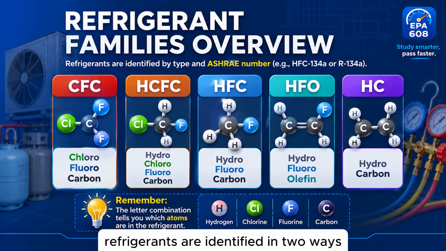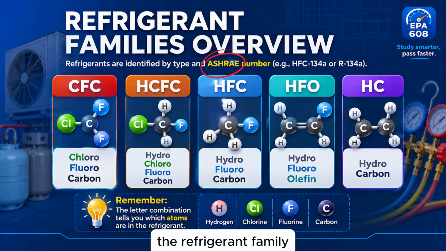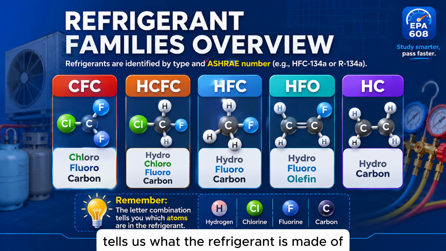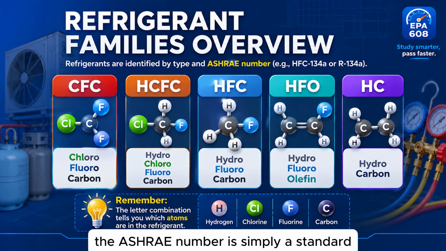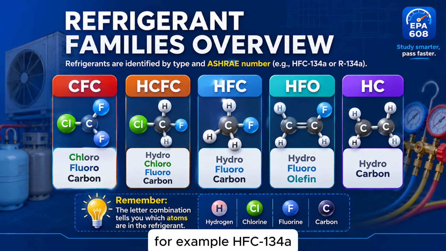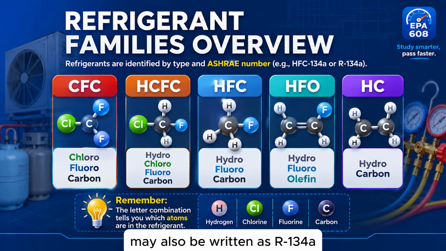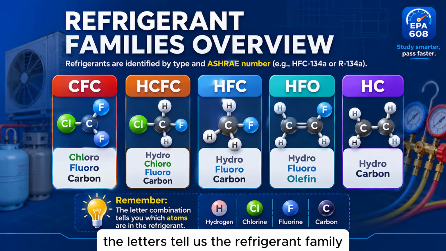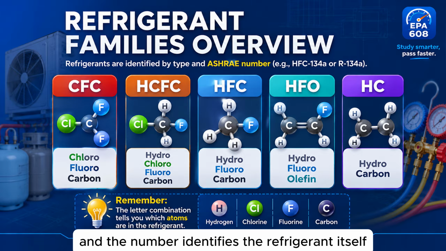Refrigerants are identified in two ways. First, by refrigerant family, and second, by an ASHRAE identification number. The refrigerant family tells us what the refrigerant is made of. The ASHRAE number is simply a standard identification number used to distinguish one refrigerant from another. For example, HFC 134A may also be written as R134A. The letters tell us the refrigerant family, and the number identifies the refrigerant itself.